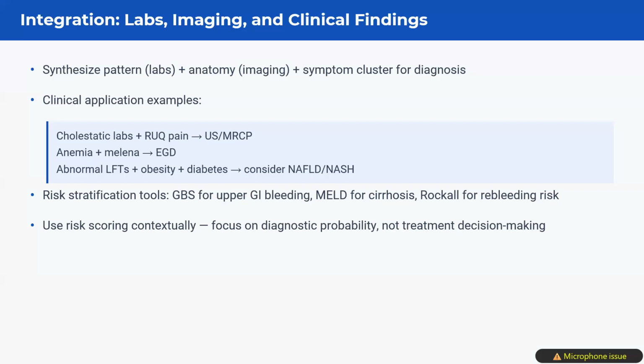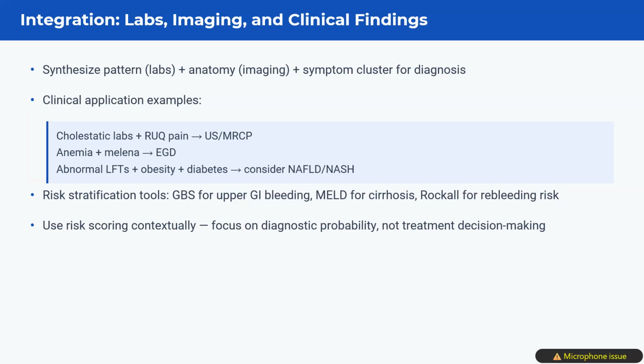And then imaging is going to tell you the anatomic structures, and the symptom will tell you the clinical correlation. So there you have cholestatic labs plus right upper quadrant pain. That's going to lead to an ultrasound with MRCP. And then you can use various risk scoring criteria to help you stratify the disease process to determine severity.